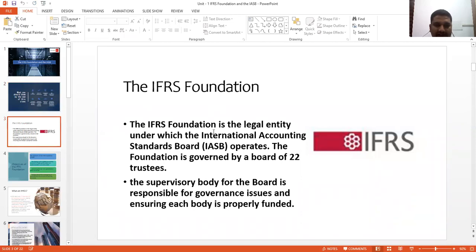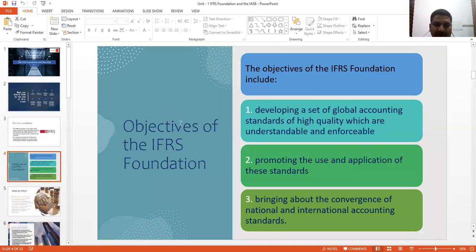The IFRS Foundation is a legal entity under which the International Accounting Standards Board (IASB) operates. The foundation is formed by a board of 22 trustees. The supervisory body for the board is responsible for governance issues and ensuring each body is properly funded. The objectives of the IFRS Foundation include developing a set of global accounting standards of high quality which are understandable and enforceable; second, promoting the use and application of these standards; and third, bringing about the convergence of national and international accounting standards.